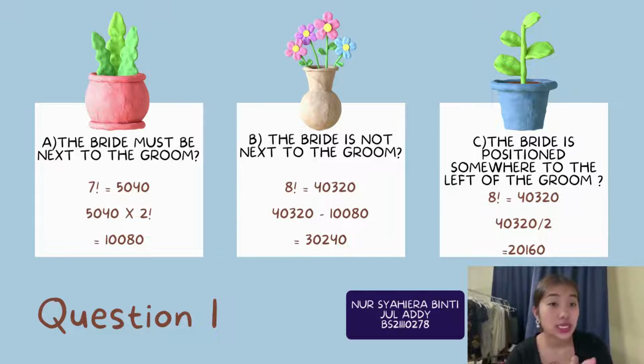The last part is part C, where the bride is positioned somewhere to the left of the groom. First, we calculate the total value, which is 8 factorial. Again, we have to calculate the total values, and then we will get 40,320. And since there's only 2 options regarding the position of the bride in regards to the groom, either to the left or to the right, you need to divide it by 2. So the answer for part C will be 20,160. That is all for question 1.